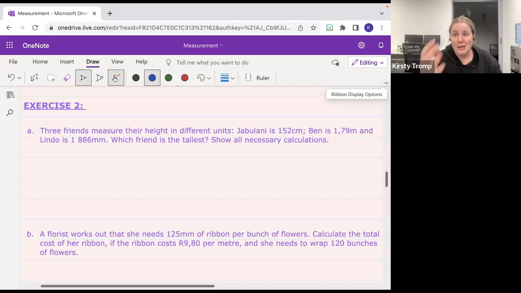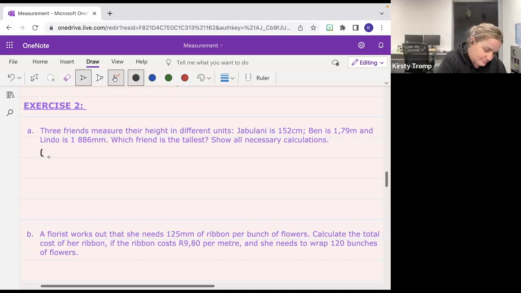In my opinion, the easiest one to do is to put them all in millimeters. If I put them into meters, I'm going to get some decimals. It is possible, and there's nothing wrong with putting them into meters, but I don't really like working with decimals, so I'm going to go the opposite way and put them all into millimeters. I'm happy with Lindor for now. Lindor was already in millimeters, 1,886, so Lindor was cool.